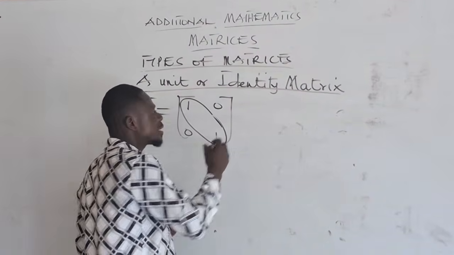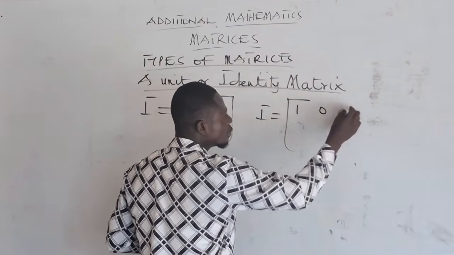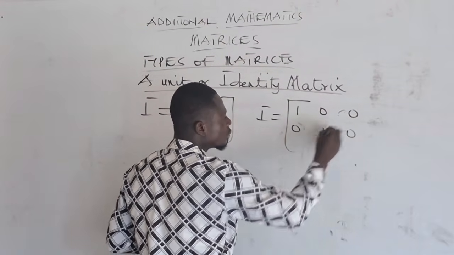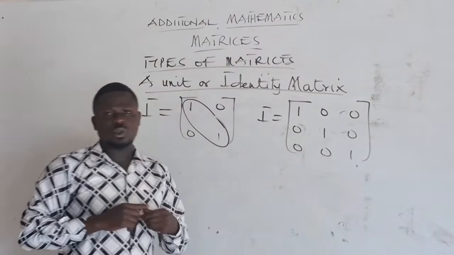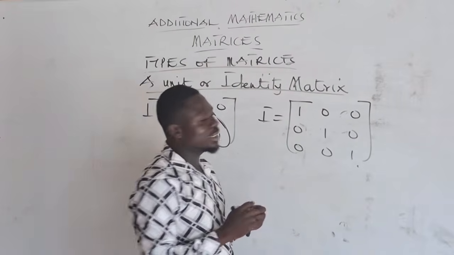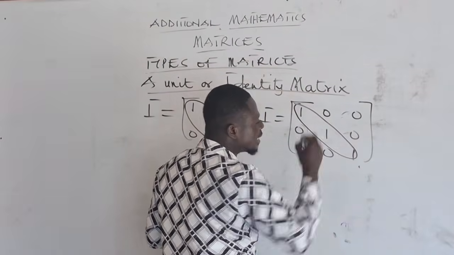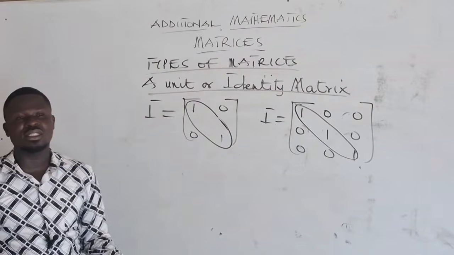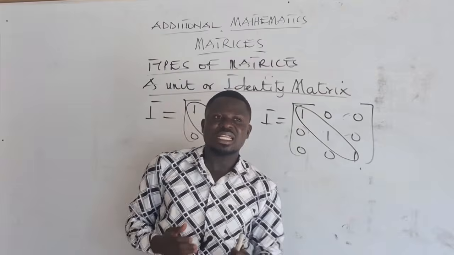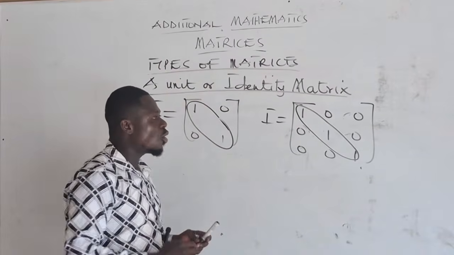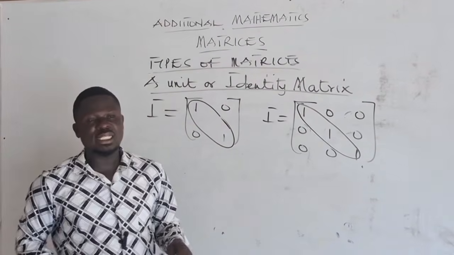Now let's look at this. In this one too, let's check the leading diagonal. This is the leading diagonal. And we can clearly see that in the leading diagonal, all the elements are 1. And then around the leading diagonal, all the elements are zeros. So therefore, this one too is a typical example of a unit matrix.